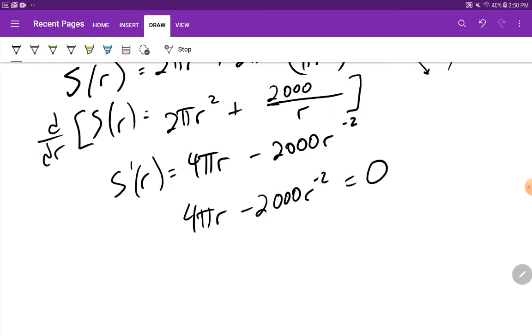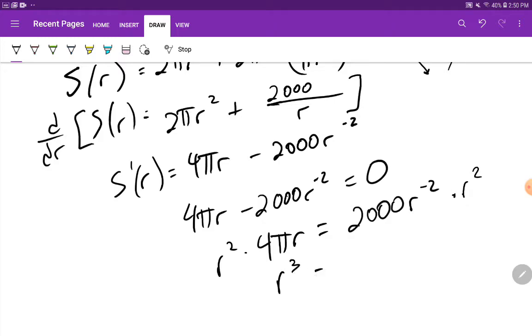And solve this. So it goes 4 pi r equals 2,000 r to the negative 2. I multiply both sides by r to the negative 2. No, I just multiply both sides by r squared. And then this will be r cubed is equal to, I'm just going to do some quick math here, 500 over pi. Just want to make sure I'm doing this right. And then cube root it.